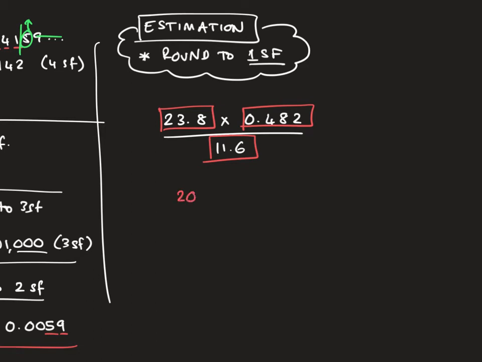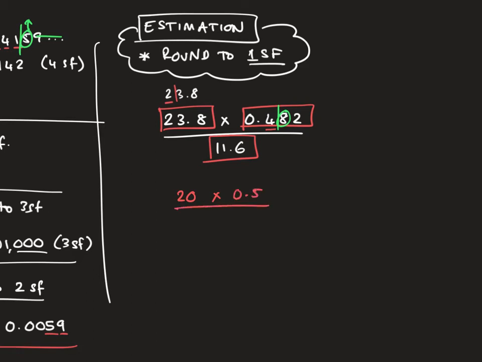The reason for that is because 23.8, 1 significant figure, the first significant figure is the 2. We look at the 3 after it, which doesn't cause it to round up, so that is 20, and we only have to put the placeholder 0 there. Okay, the next one is 0.482, so the first significant figure is that 4. We then look at the digit after that, which is the 8. It causes it to round up, so that would be 0.5.